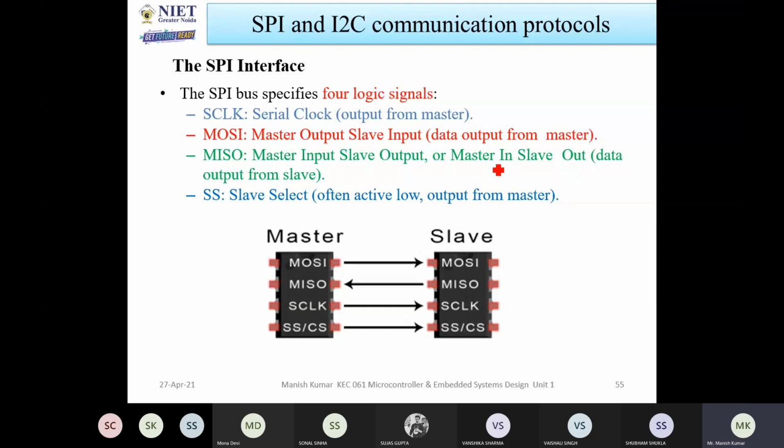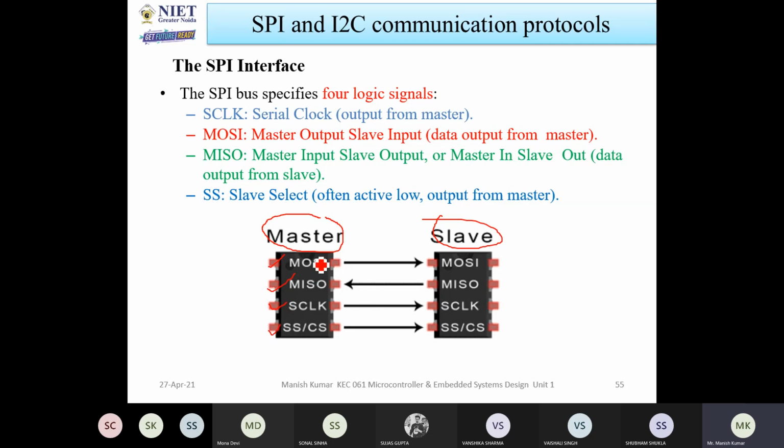Now you can see how the SPI interface will work. With the diagram, you can see one is the master. Here I am talking about only one slave. After that I will talk about more than one slave. So this is the master and this is the slave. There are 4 pins available, called MOSI, MISO, SCLK, and SS or CS.